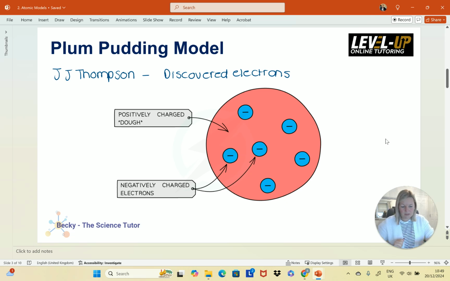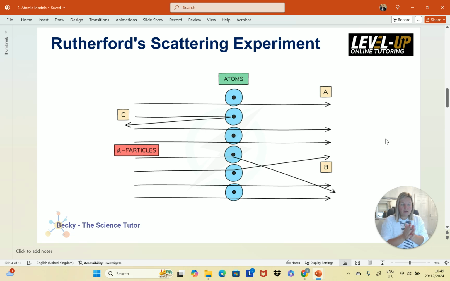The second step is the trickiest, because here we've got to know what Rutherford did and what he found out. So we've got to be able to evaluate his findings. Rutherford is the scientist, Ernest Rutherford, and what he did is he fired alpha particles at gold atoms. He took a sheet of a single layer of gold atoms and fired alpha particles at it.